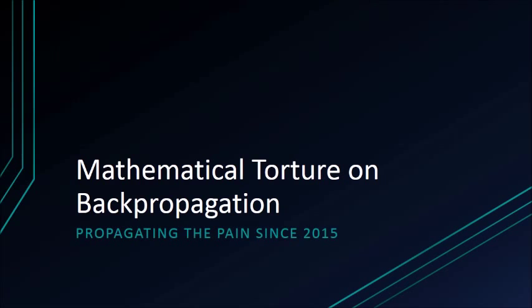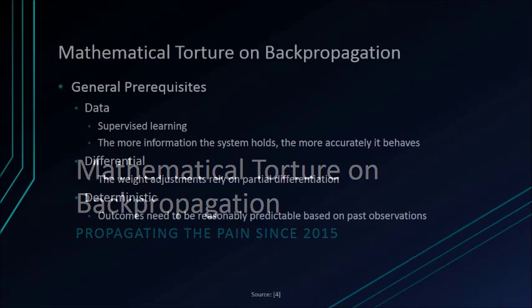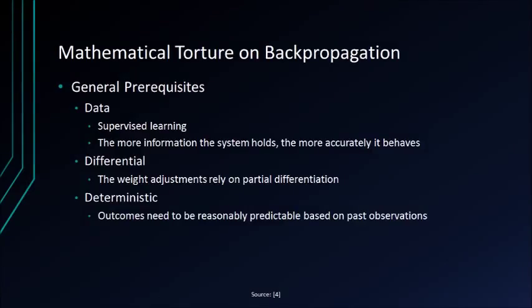Next, we have mathematical torture on backpropagation. It's really not all that terrible. Each equation used to manipulate the data must be differentiable, as these are used to adjust the weights, and you cannot do that with imaginary values. Lastly, the thing you are trying to teach this network, or the prediction you are trying to achieve, must be deterministic, which means outcomes need to be reasonably predictable based on past observations.